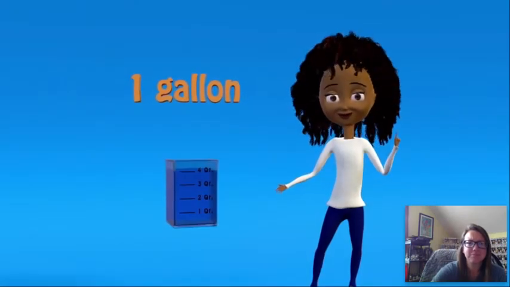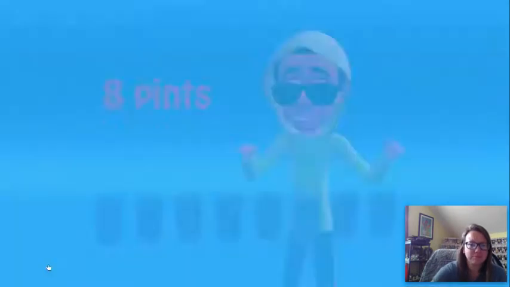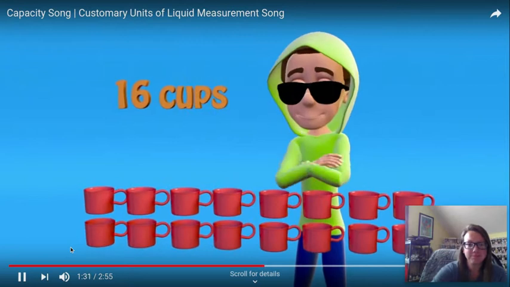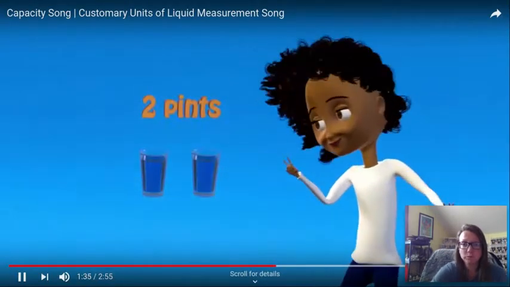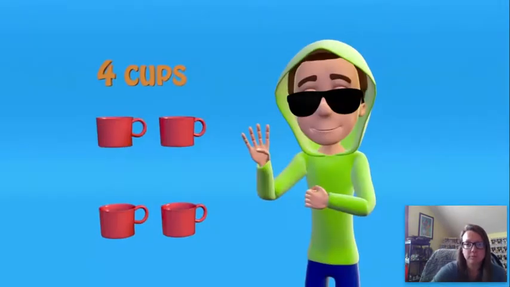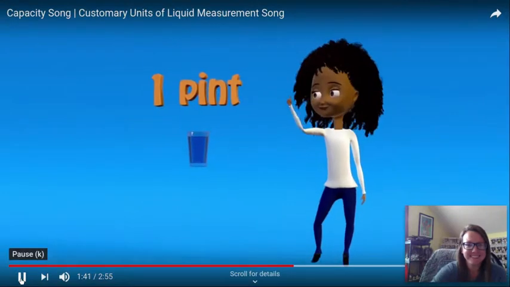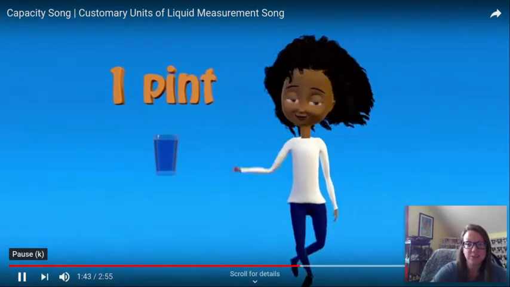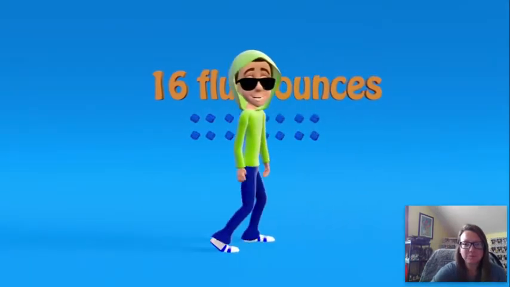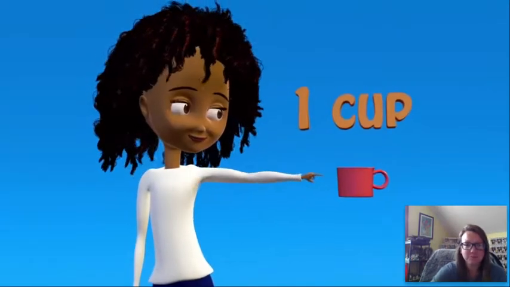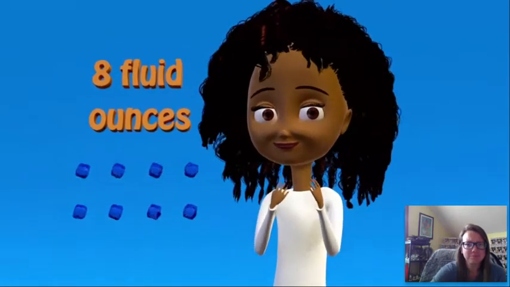1 gallon is 4 quarts, or 8 pints, or 16 cups. 1 quart is 2 pints, or 4 cups, or 32 fluid ounces. 1 pint is 2 cups, or 16 fluid ounces. 1 cup is 8 fluid ounces.